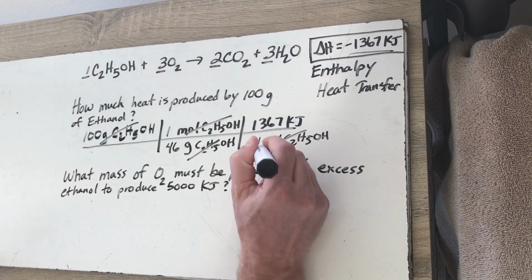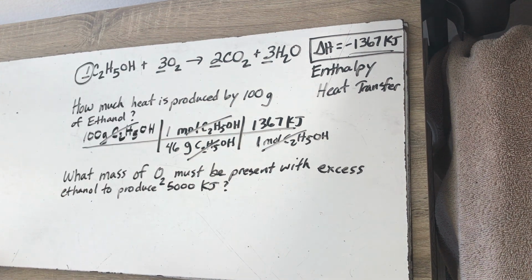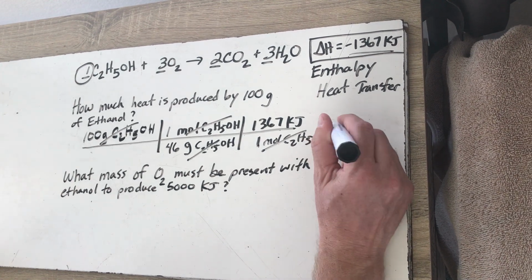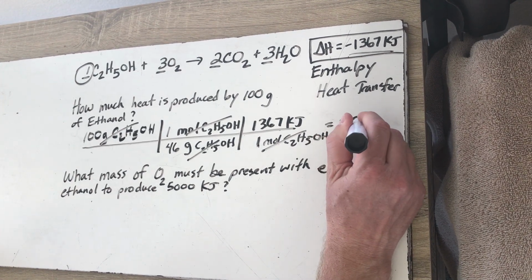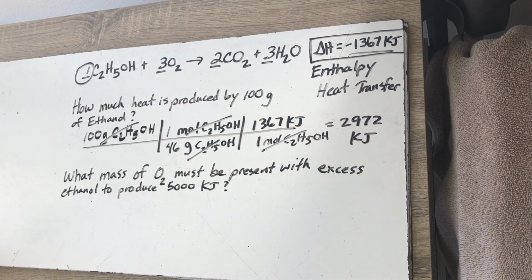Now why is this right down here 1 mole? Double check that. That's because this up here was 1 mole. So you look at your balanced equation. Now if I go through and solve that, I'm going to end up with 2,972 kilojoules of energy.